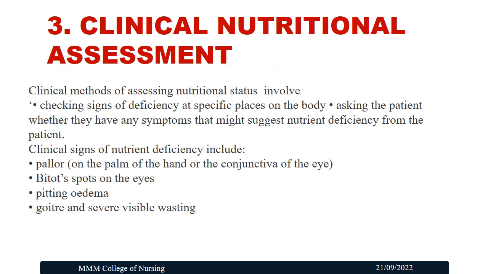Clinical nutritional assessment. The clinical methods of assessing nutritional status involve checking signs of deficiency at specific places on the body, and asking patients whether they have any symptoms that might suggest nutrition deficiency. The clinical signs assessed are pallor, Bitot's spots, pitting edema, goiter and severe visible wasting.